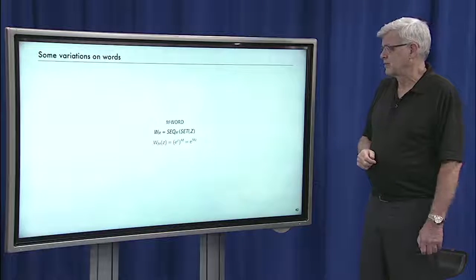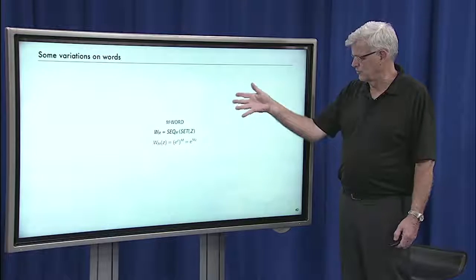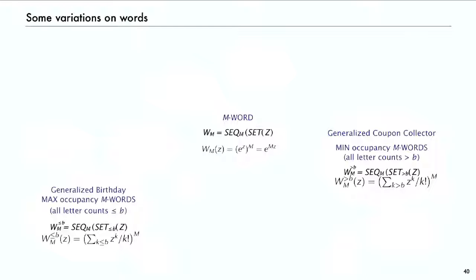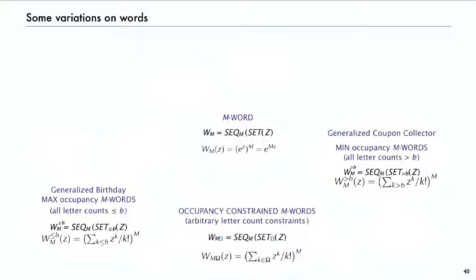So this is the types of variations that we see on words. So we start with the basic construction, so maybe we generalize it to talk about coupon collectors, where we insist that all the letter counts are bigger than a certain amount, or a birthday, where all the letter counts are less than a certain amount. And these things are relevant in the analysis of computer algorithms and many other applications. Or you can do the constraint really in any way that you want: the occupancies to all be odd or all be even or prime numbers, whatever you want. It leads to a generating function equation.